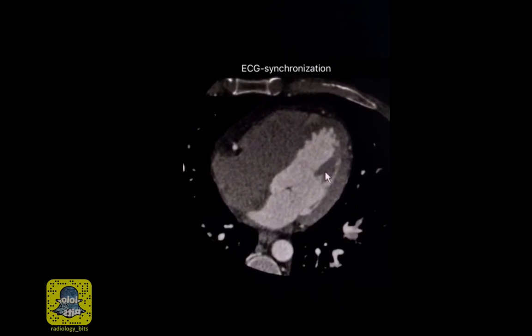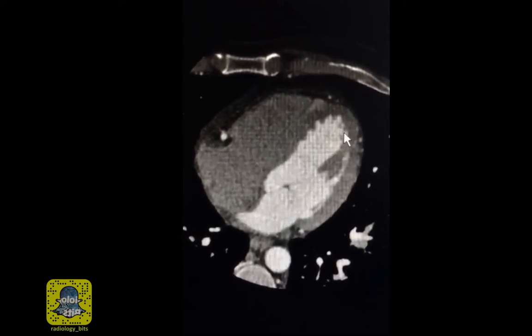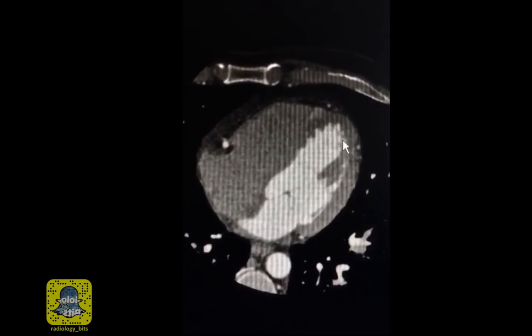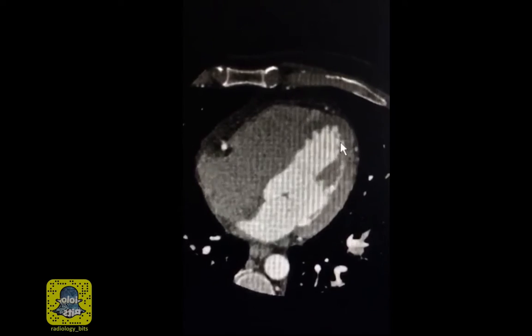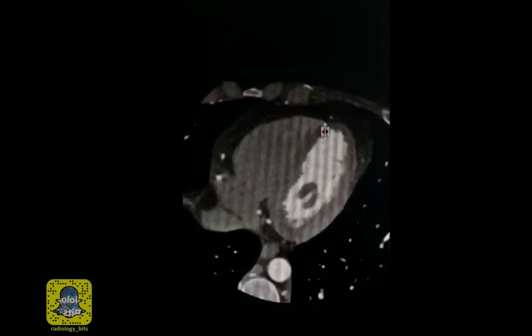Now, the reason we were recently able to image coronary arteries by CT is synchronizing the images with ECG. By doing that, you could target specific parts of the cardiac cycle to eliminate motion artifacts. And this gives you these beautiful images that you could see in different planes. For example, this is an axial plane.